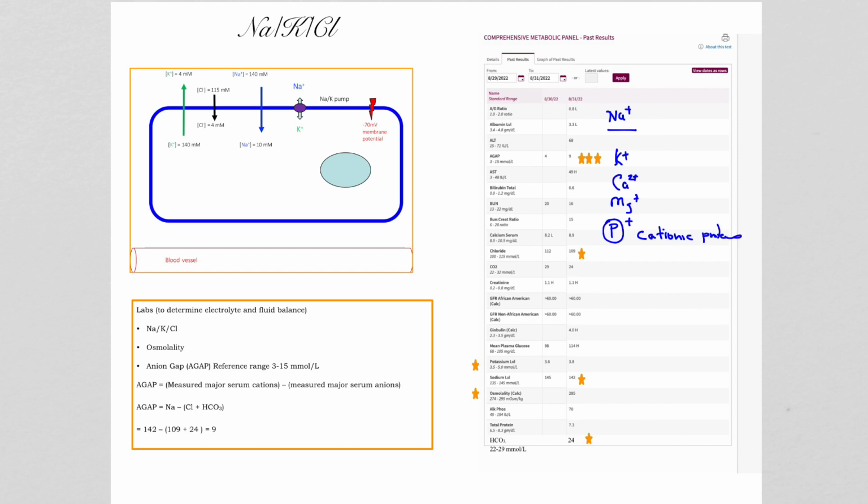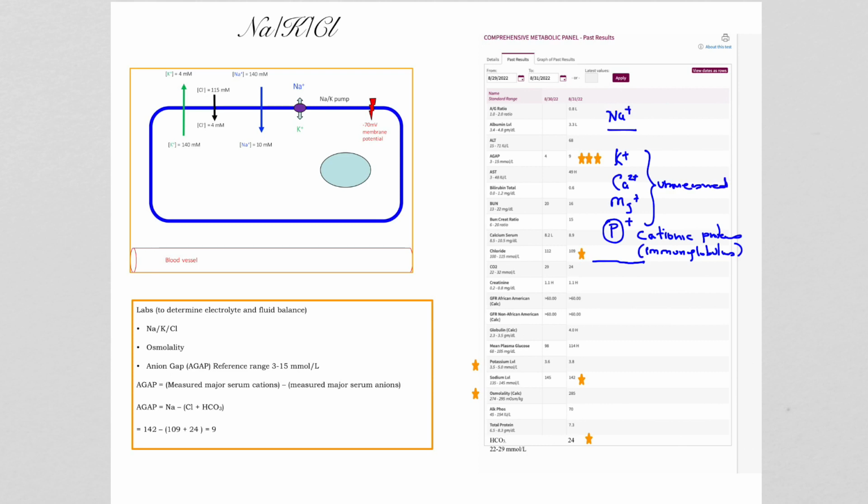Some of the immunoglobulins, some of the antibodies, tend to have a net positive charge, and we'll talk about these charges on proteins later under proteins. So these are some of the unmeasured, or not routinely measured, cations.